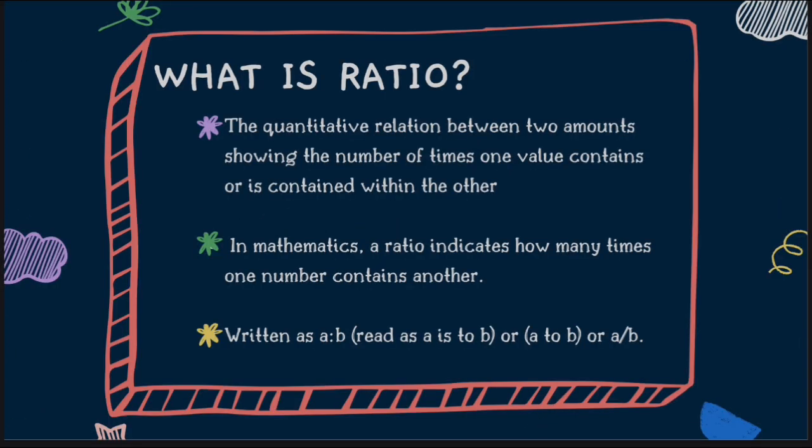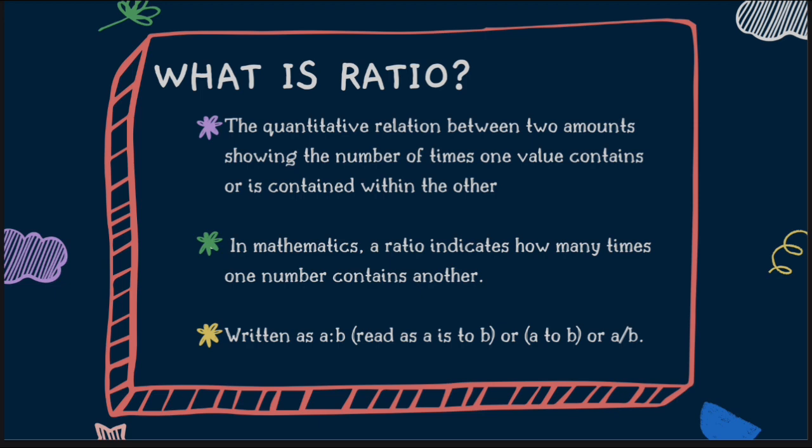What is ratio? First, the quantitative relation between two amounts showing the number of times one value contains or is contained within the other. In mathematics, a ratio indicates how many times one number contains another. It can be written as A colon B, read as A is to B, or A to B, or it can also be written as A over B.